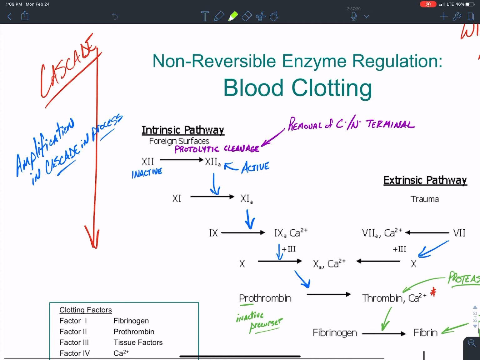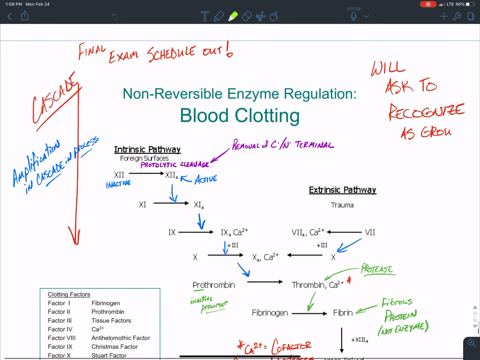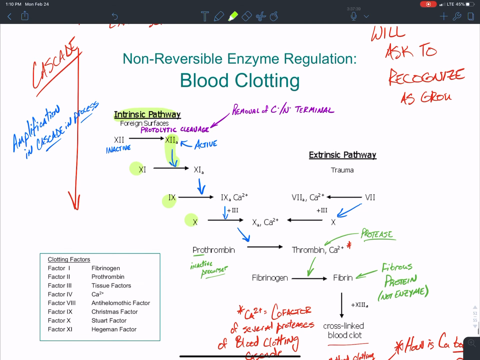And then we want to talk about the cascade. So what is the cascade? Well, the intrinsic pathway, right, as this goes, I forget the numbers, but this goes to this. Is that 7? This is 10, 9, 8. 10, 9, 8, 7. Yeah. So 7 leads to 8. 8 leads to 9. 9 leads to 10. I don't remember this really well.